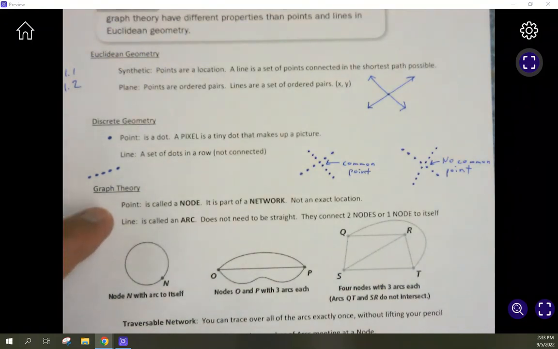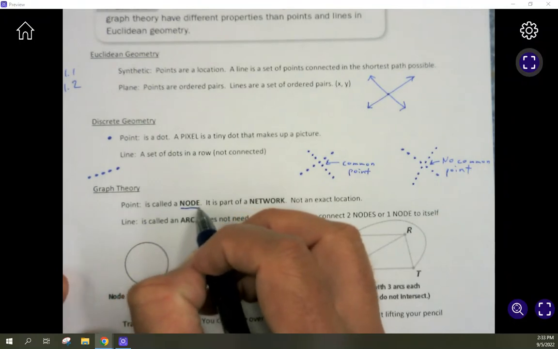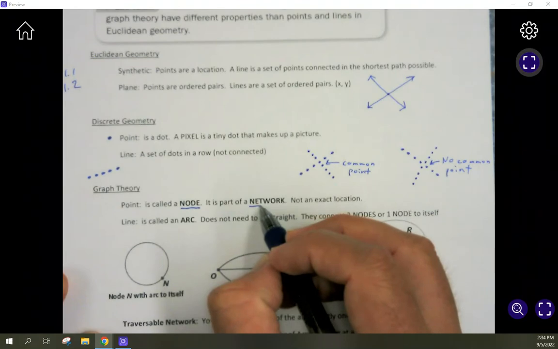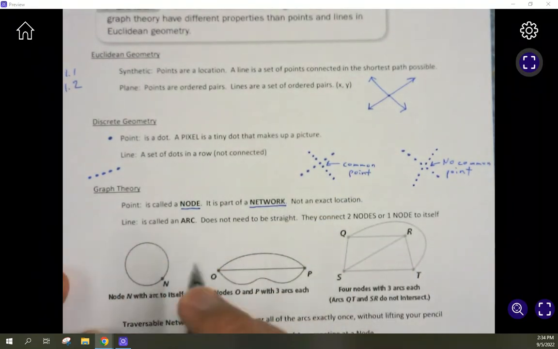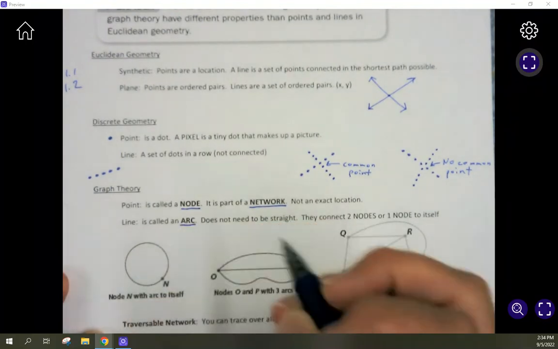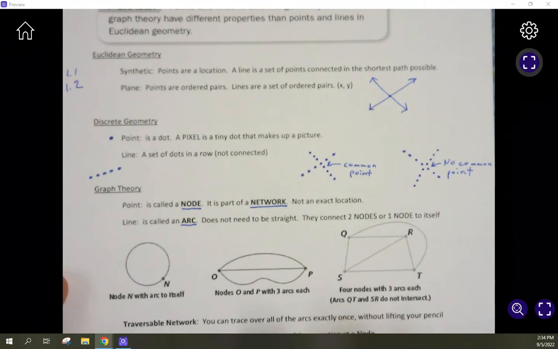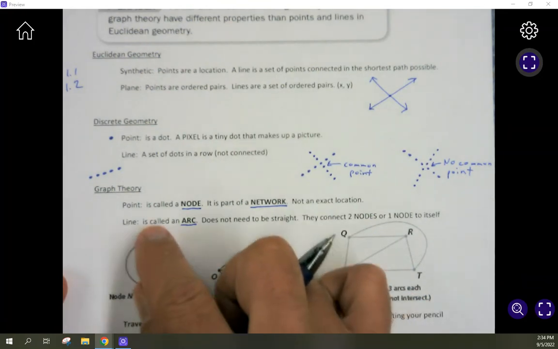So graph theory, again, we're going to break it down to the simplest things that we talk about in geometry, a point and a line. In graph theory, a point is called a node, and we're going to use that word a lot. It is part of a network. So if you look at all of these would be networks. A line is called an arc. And you've probably used that word before. An arc you probably automatically think of as something that's curved. So clearly this does not need to be straight. These would be considered arcs.